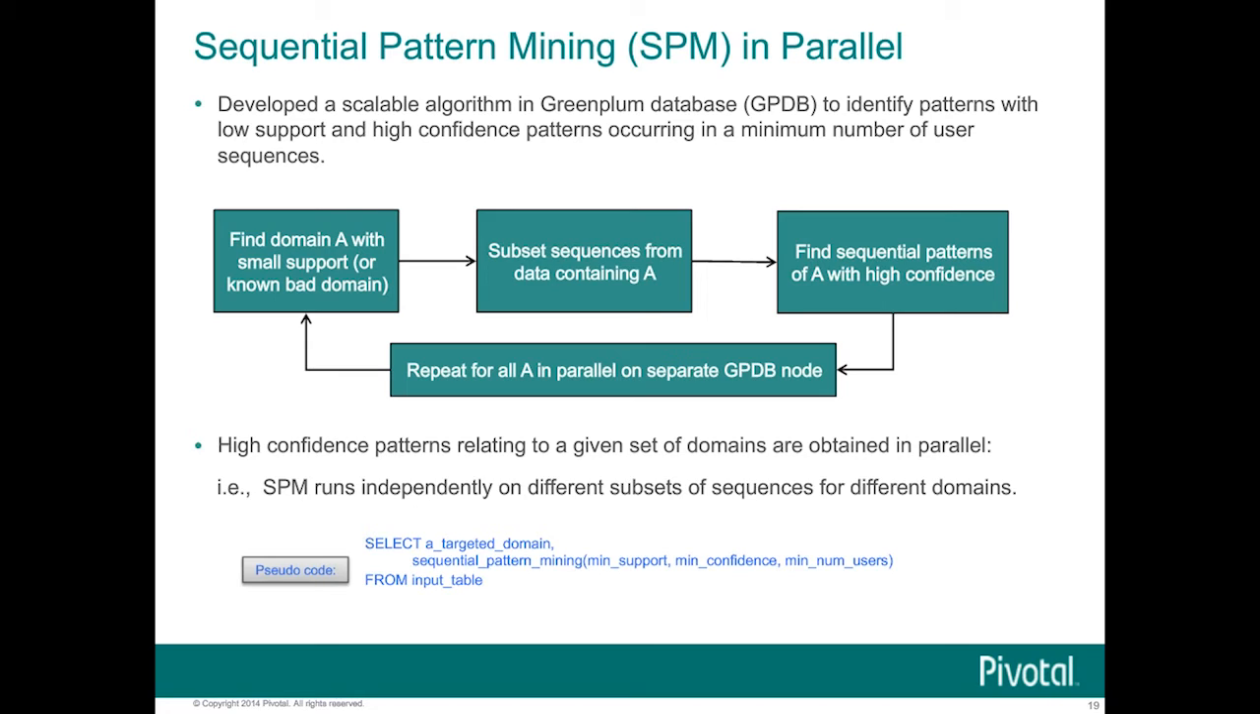So the pseudocode for this is shown in the slide. It's a simple SQL-like function where you select a targeted domain and apply the function sequential pattern mining algorithm with the necessary parameters. In this case, it could be the minimum support, the minimum confidence, and the minimum number of users from the input table. So that's how the pseudocode looks.